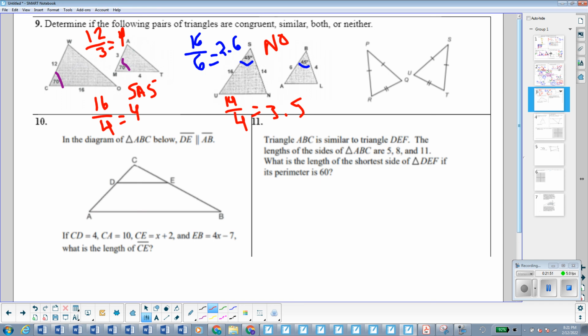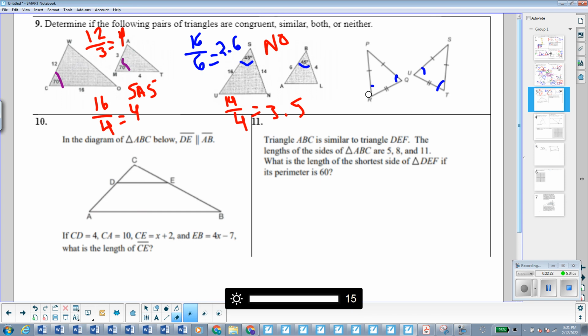Okay. In the third pair of triangles, I see 3 pairs of congruent corresponding sides. So these are definitely similar. The reason for that is since we have 2 equal sides in each of the triangles, the angles opposite are also equal. And since this side is equal to this side and this side is equal to this side, these angles are all the same too. So we could make the case for AA.